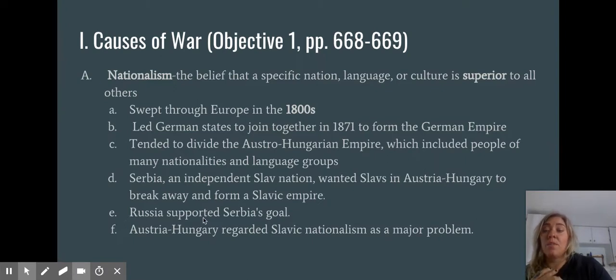Russia thought that Serbia should break away from Austria-Hungary because Serbia had been taken over by Austria-Hungary. And then Austria-Hungary thought that, because they were ruling over Serbia, this nationalism is a problem. Again, we're going to get more into that, and I think that's going to become more clear. But it's just people thinking they're better than everybody else because of their particular people group, their particular language.